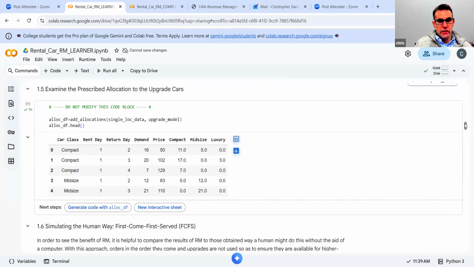One of the things I want to show is, when we solve a model like this, we're going to get a plan. This is going to tell us here. Now we see the demand and the price. So basically we're adding some columns. We're saying, for this slot, how many compact cars do we allocate to this slot? Well, we're going to allocate 11 compact cars and 5 mid-size cars. And in this slot here, we're going to allocate 17 compact cars and 3 luxury cars.